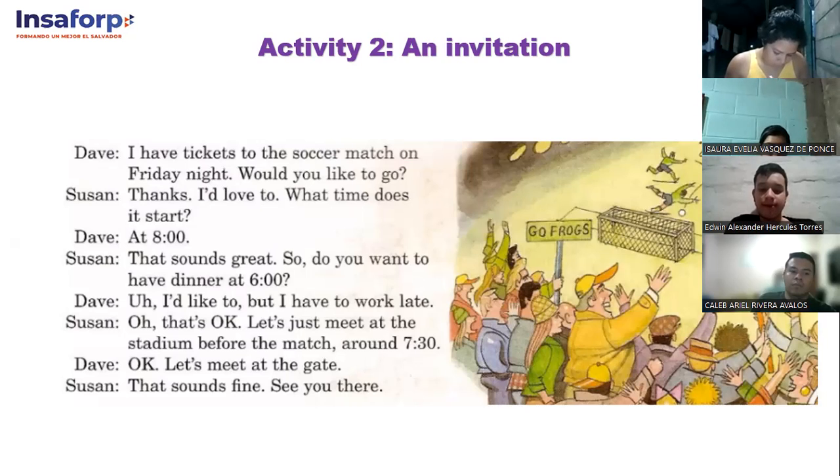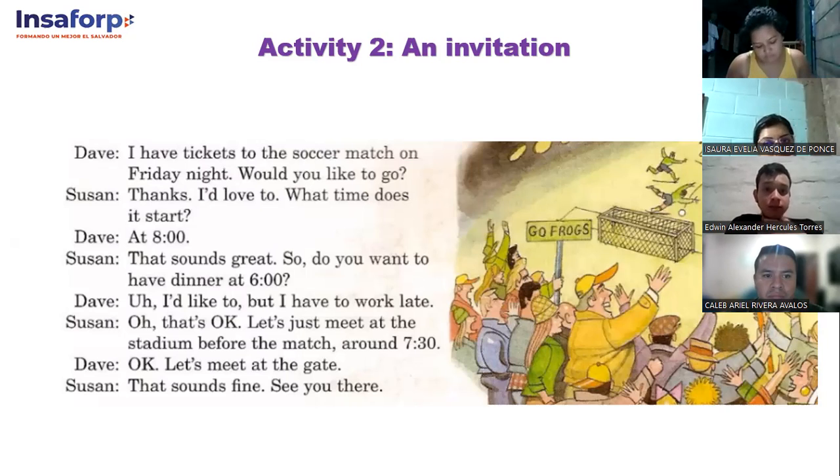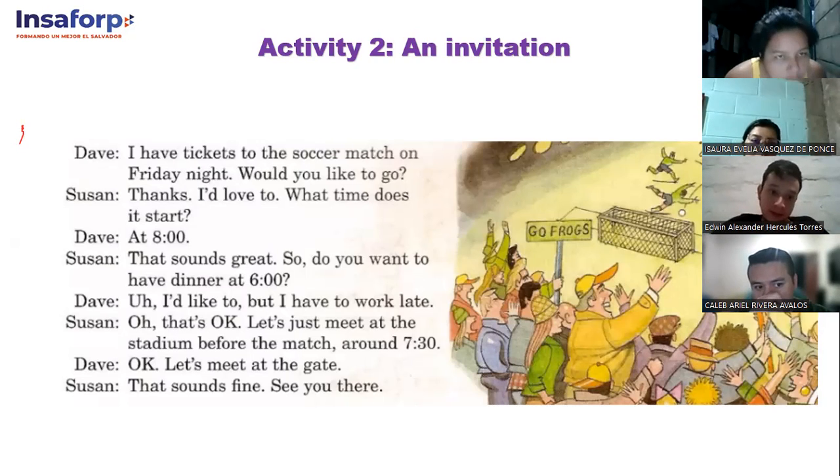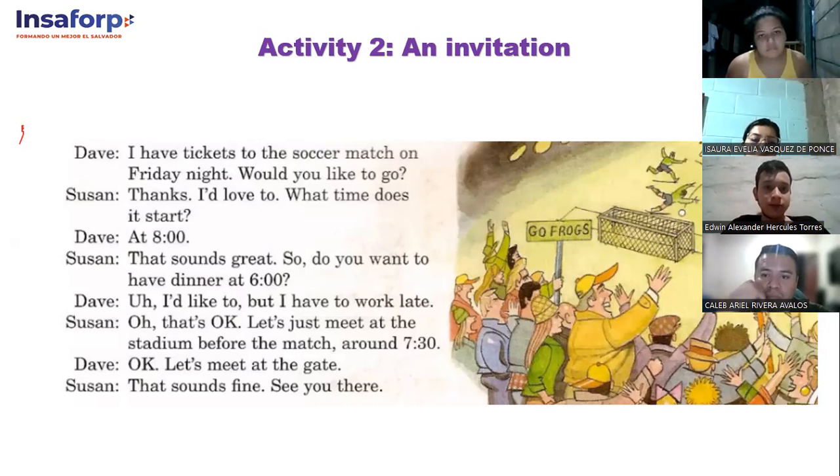Thank you, Ever and Jaime. Thank you for practicing. Okay, so what is the invitation about? They are going to see a soccer match. Okay, what time? 8 o'clock. Exactly. Are they having dinner? No. Why not? Because they have to work late. Try to answer with a complete sentence. They have to work late.